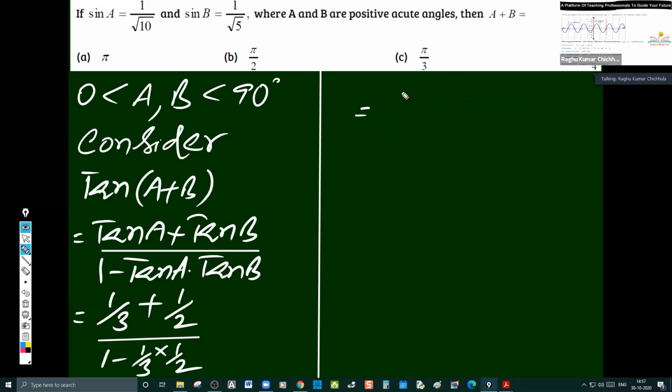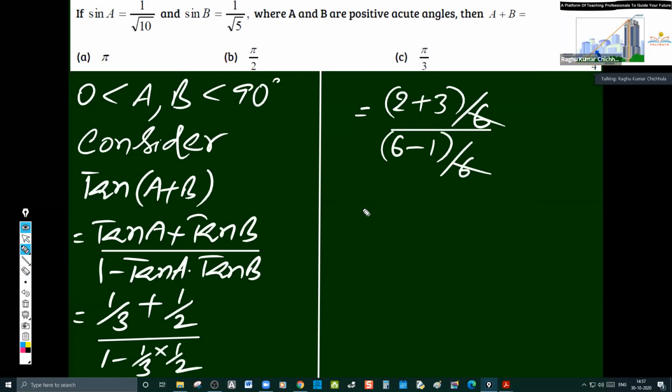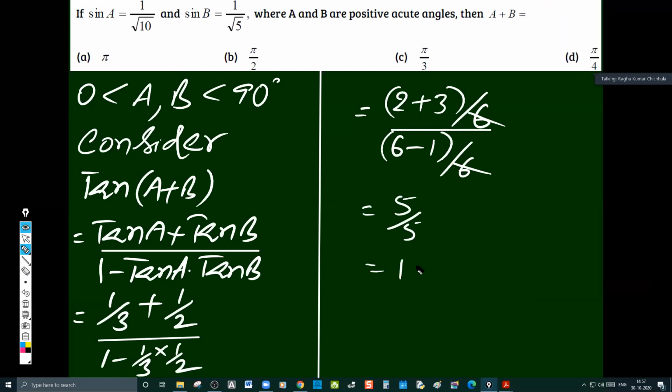So if you take LCM, that is 2 plus 3 in the numerator, whole divided by 6. In the denominator, it is 6 minus 1, whole divided by 6. Cancel. What is it that you are getting? 5 upon 5 is what? 1. That is tan pi by 4.